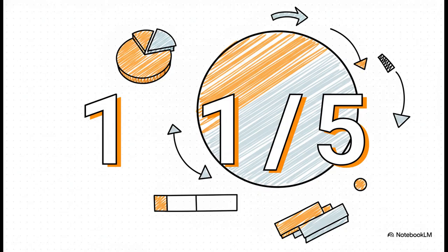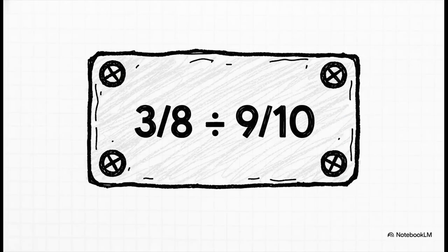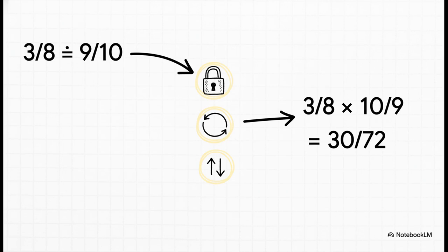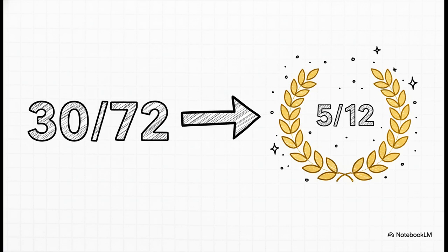The process just works. All right, one last problem to make sure you've absolutely got this down. Just use keep, change, flip, and suddenly it's a simple multiplication problem. Simplify that down, and our final answer is 5 over 12.